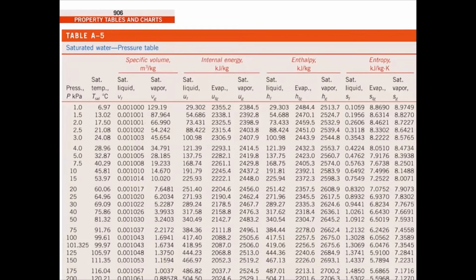Table A5 has exactly the same information, but instead of being temperature based, the information is pressure based. You will have the pressure, saturation temperature, and the rest of the information exactly the same. It is very important to know that the enthalpy of vaporization, or latent heat of vaporization, hfg, is the amount of energy you have to give to the system to pass from saturated liquid to saturated vapor.